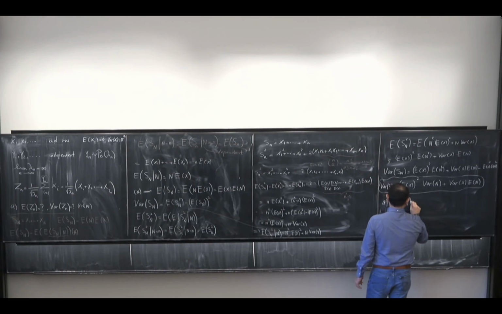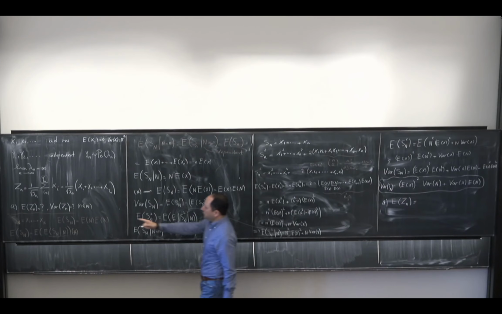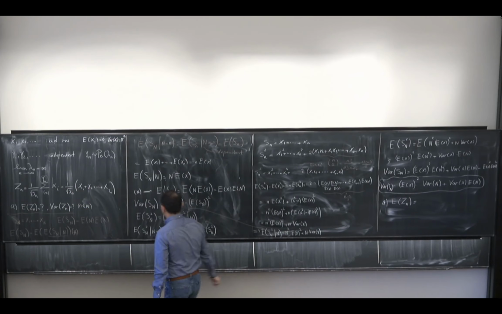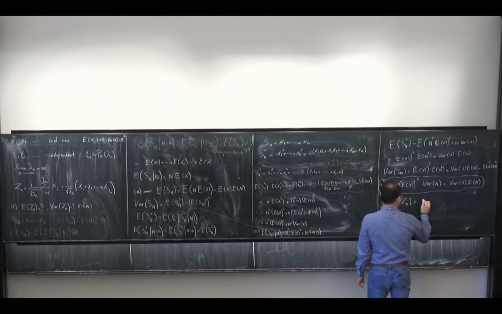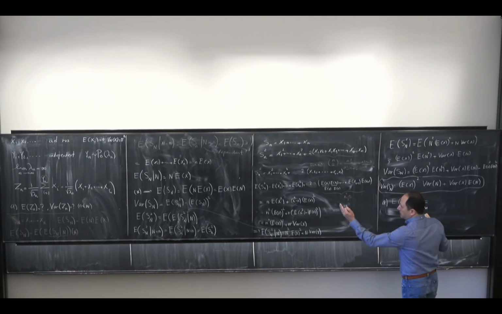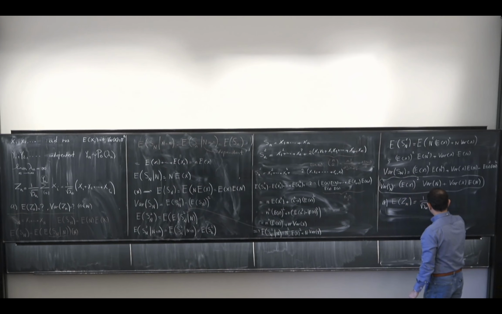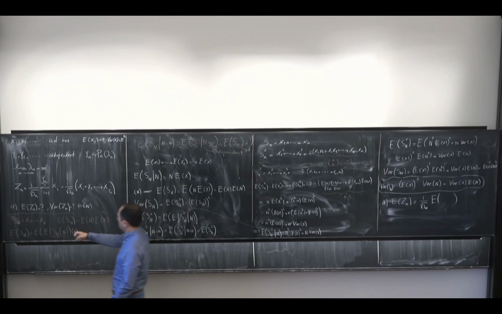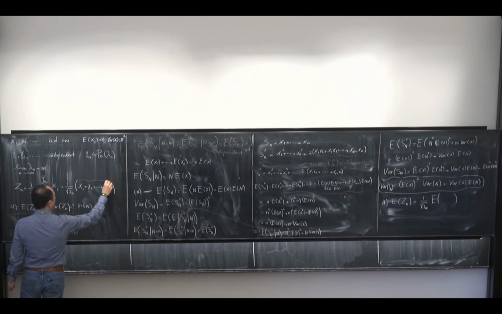E of Zn becomes equal to, Zn is defined in that way. So this is a constant, I pull it out. So it becomes 1 over square root of lambda n. But it becomes E of the first one until the end. But I want you to tell me, in my notation, what should I write for that? What is this called now in this notation?